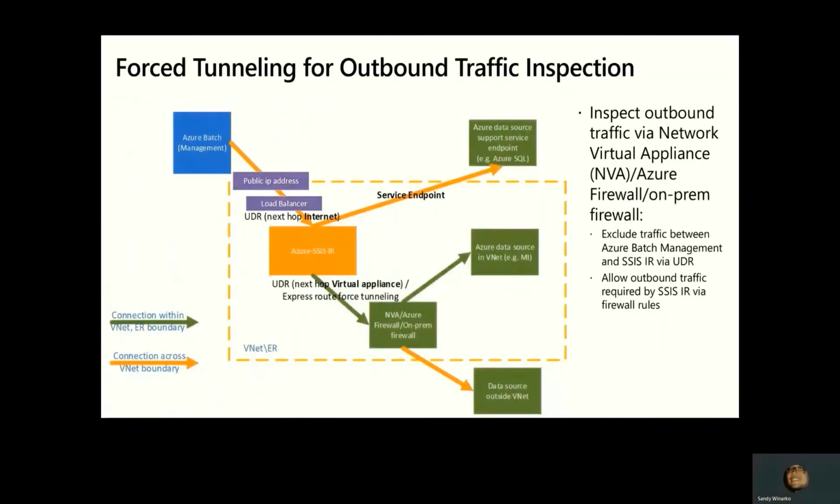With VNet injection of SSIS IR, you can also configure forced tunneling for outbound traffic inspection. You can audit or inspect all outbound traffic from SSIS IR inside your VNet by redirecting it to a network virtual appliance or NVA, Azure Firewall, or on-premises firewall, but you must allow the outbound traffic required by SSIS IR using firewall rules and exclude all traffic from and to Azure Batch that manages SSIS IR by configuring a user-defined route or UDR.